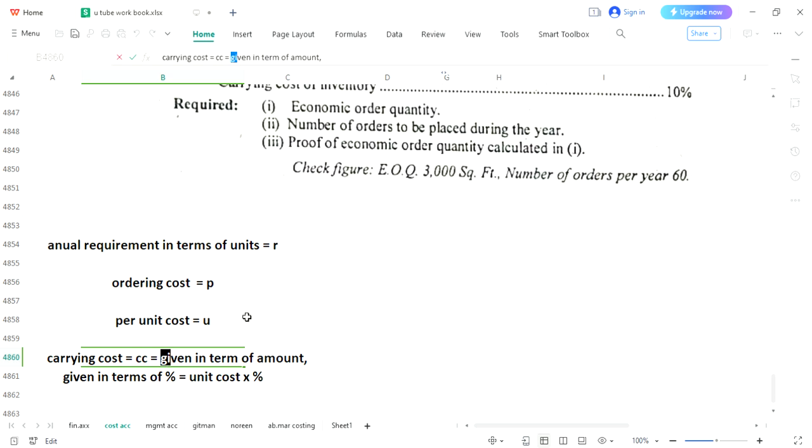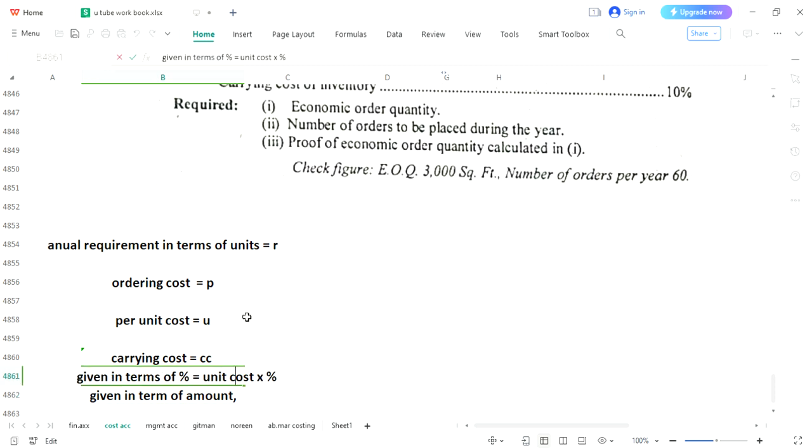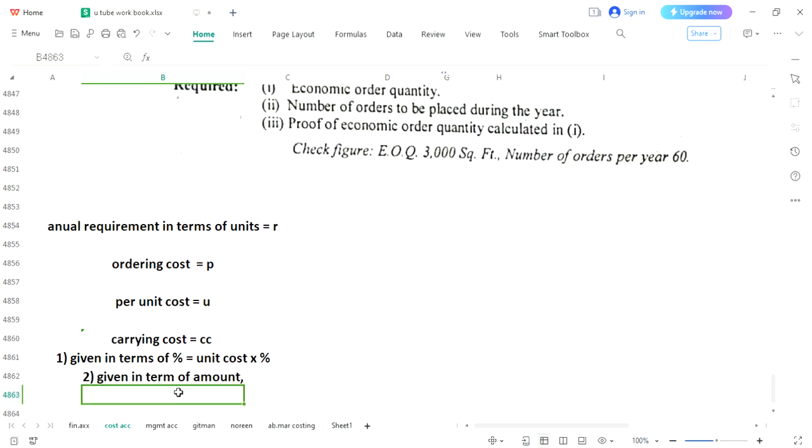So we are discussing carrying cost, and I am writing it over here. First option, it may be given in terms of percentage, and how you will calculate it has been mentioned over here. You will take the unit cost which would be present in your question and multiply with the percentage. Second option, it may be possible that a direct amount would be given in the question. Like 10 rupees is your carrying cost, 50 rupees is your carrying cost, then no need to calculate, it would be directly present over there.